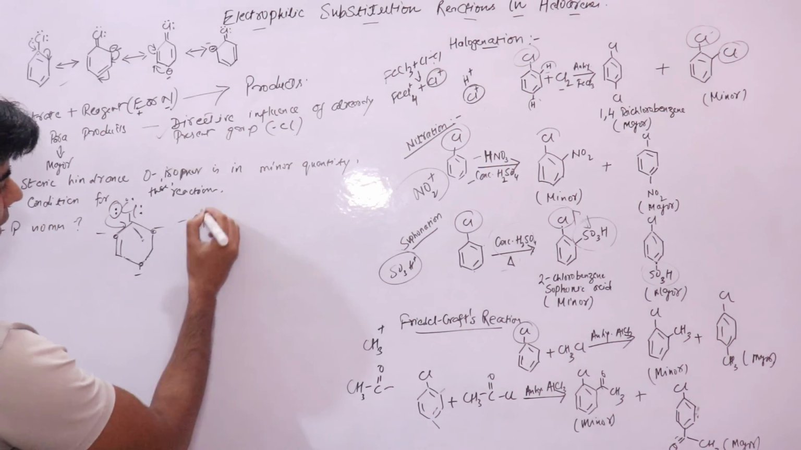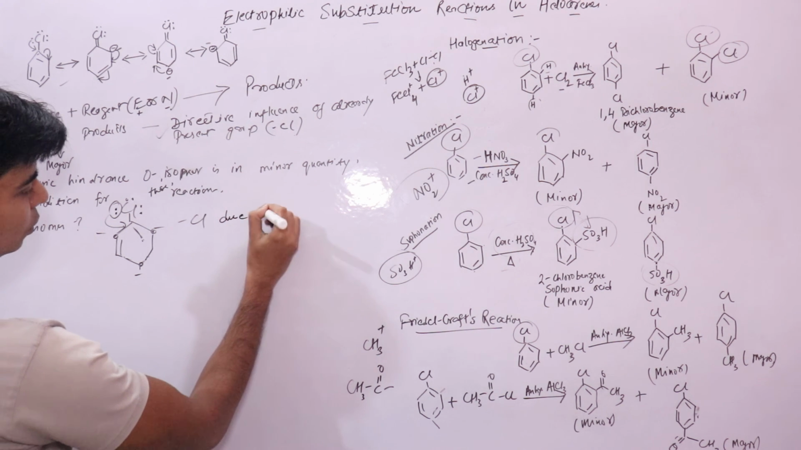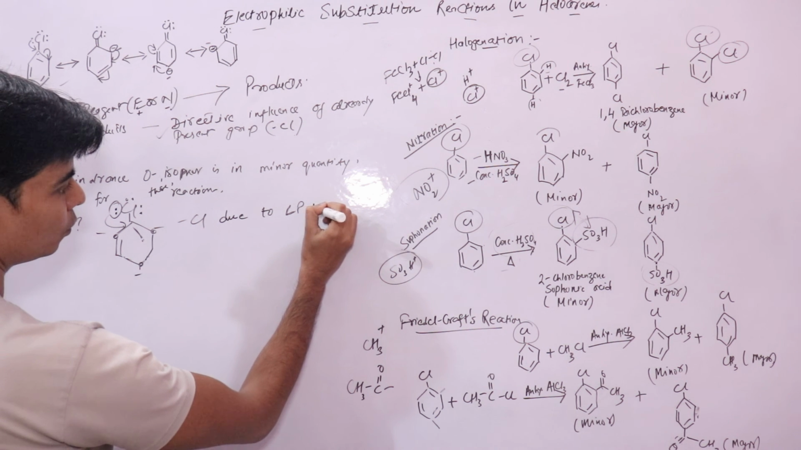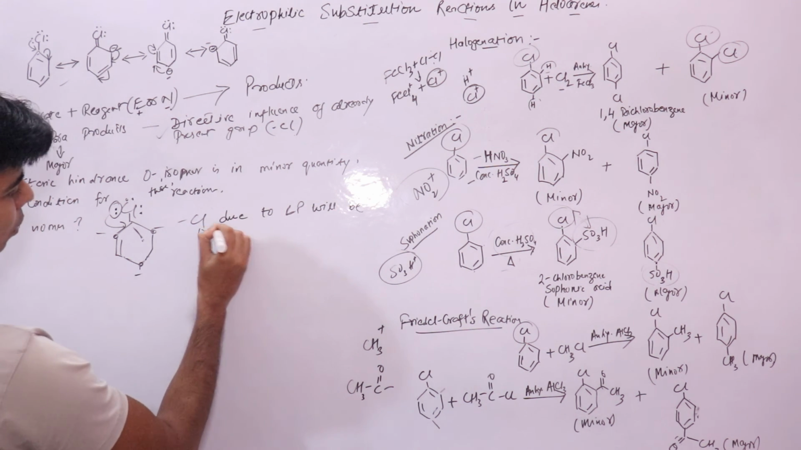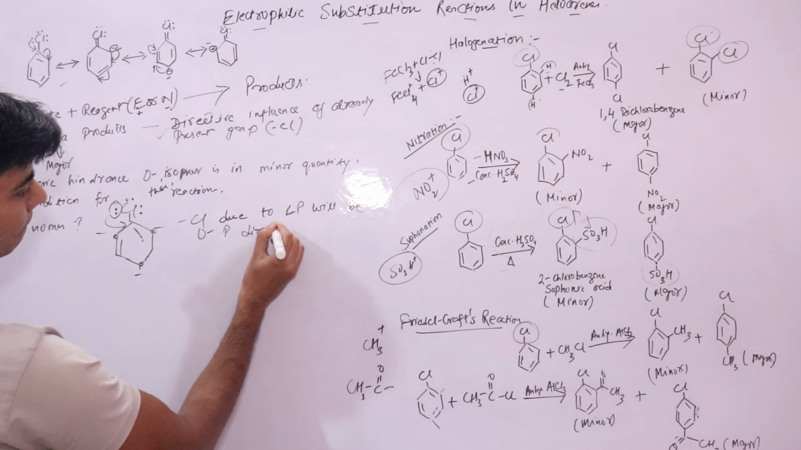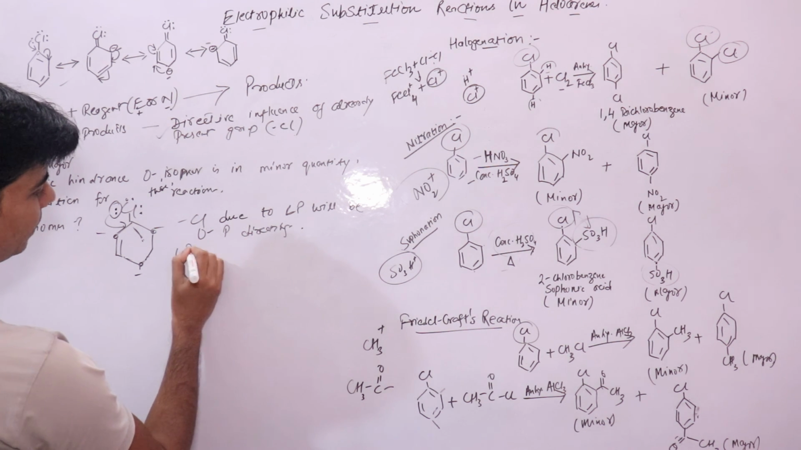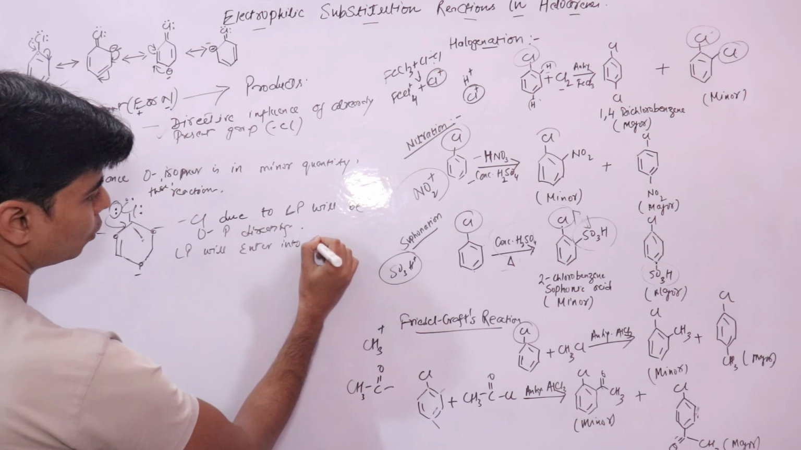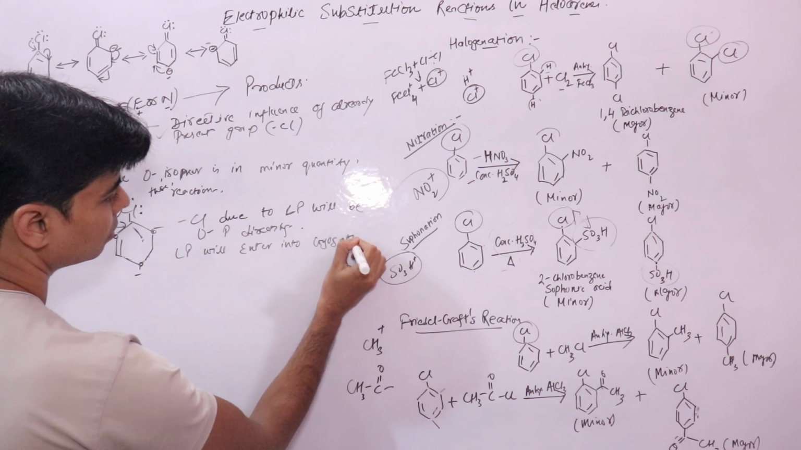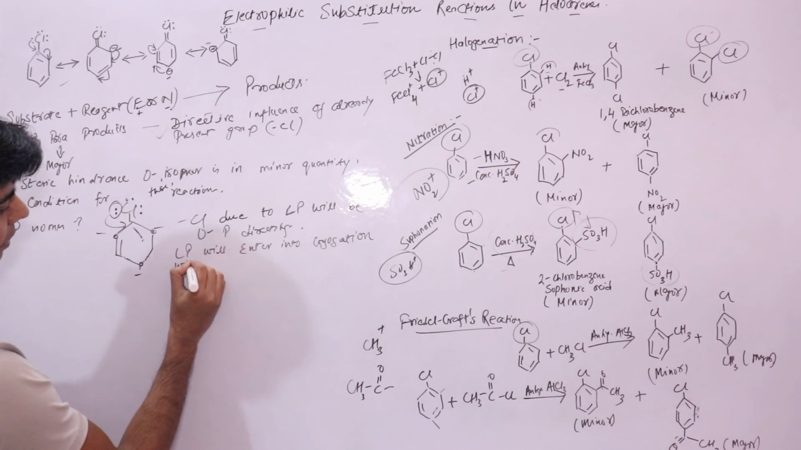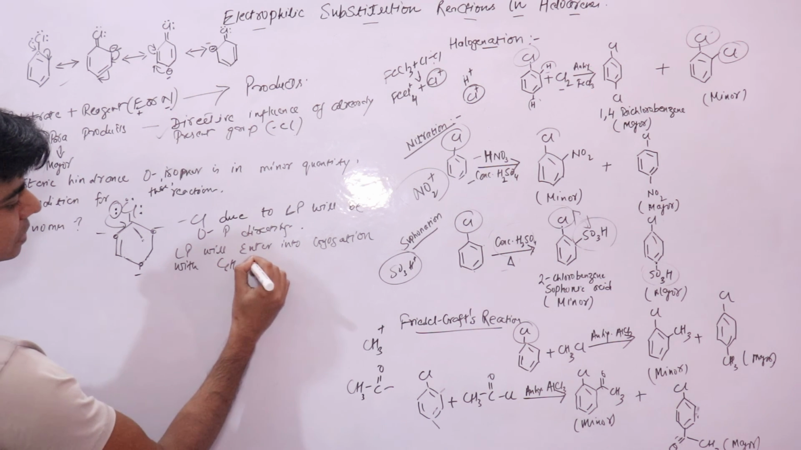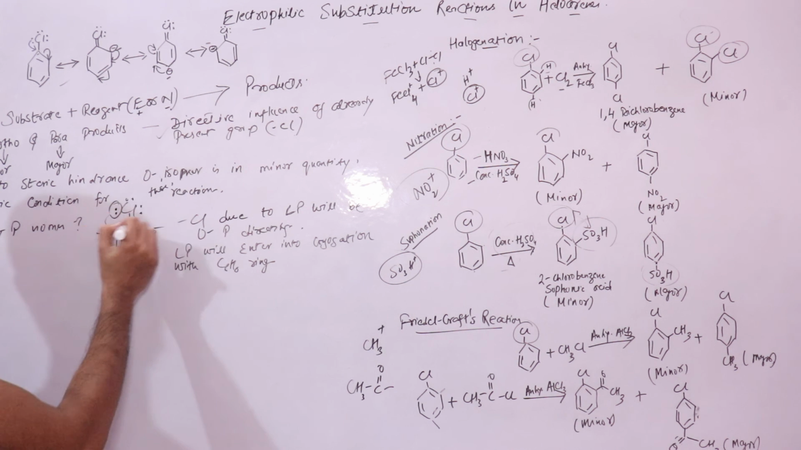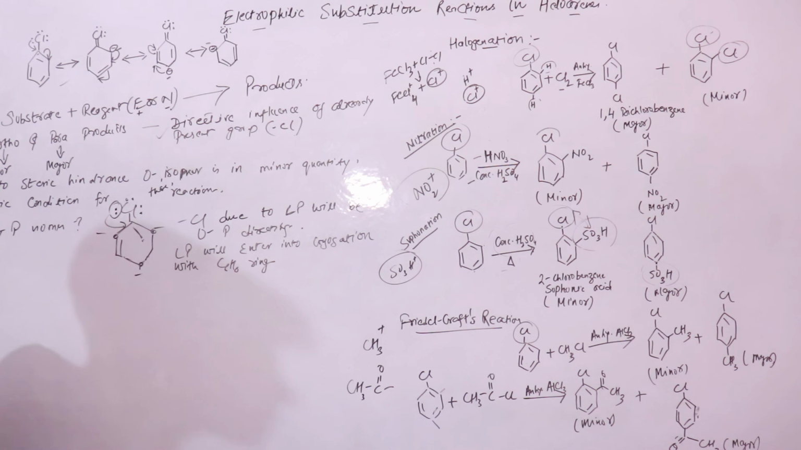So your Cl, due to its lone pair, will be ortho para directing. The lone pair will enter into conjugation with the benzene ring. So it is easy to understand how this chlorine is ortho and para directing.